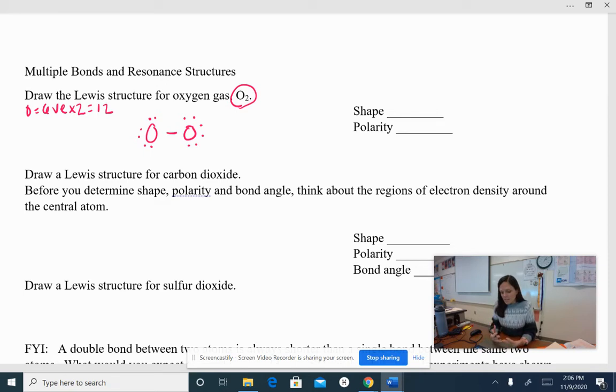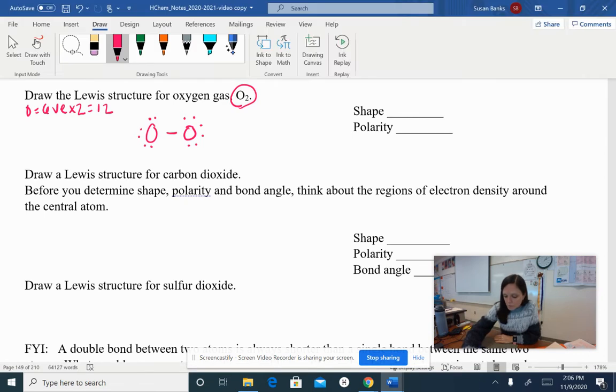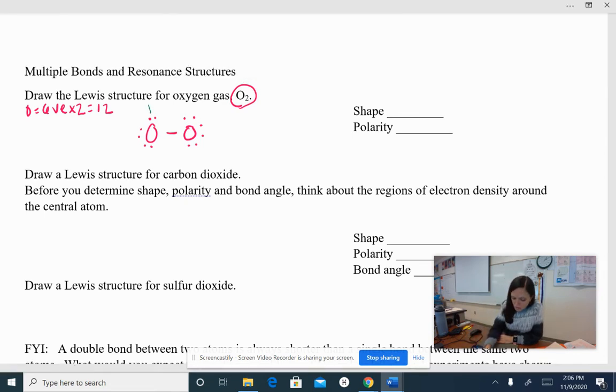That will satisfy the octet, but let's now check how many electrons I have used. So let's count them up. I've got 2, 4, 6, 8, 10, 12, 14. I've used 14 electrons. I only had 12 to use. So the question then becomes, how do I satisfy the octet rule for the oxygen and only use 12 electrons? What I'm going to need to do now is I'm going to need to throw in a double bond. If I have a double bond, I will use fewer electrons while still satisfying the octet.